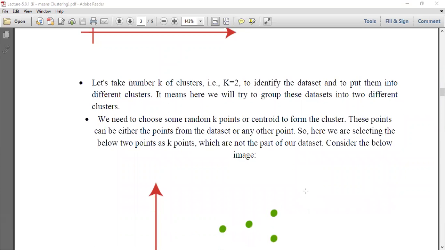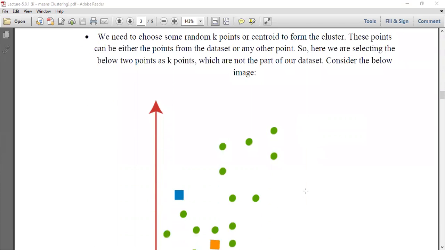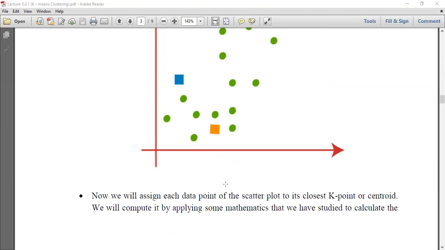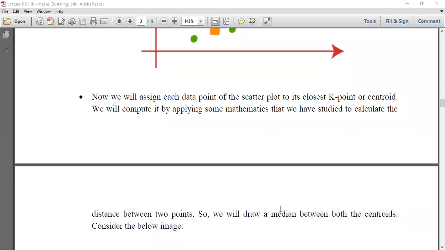So here we are selecting the below two points as k points, which are not part of our data set. This is the blue centroid, and this is the orange. Now we will assign each data point of the scatter plot to its closest k point or centroid. We will compute it by applying some mathematics that we have studied to calculate the distance between two points. So we will draw a median between both the centroids.